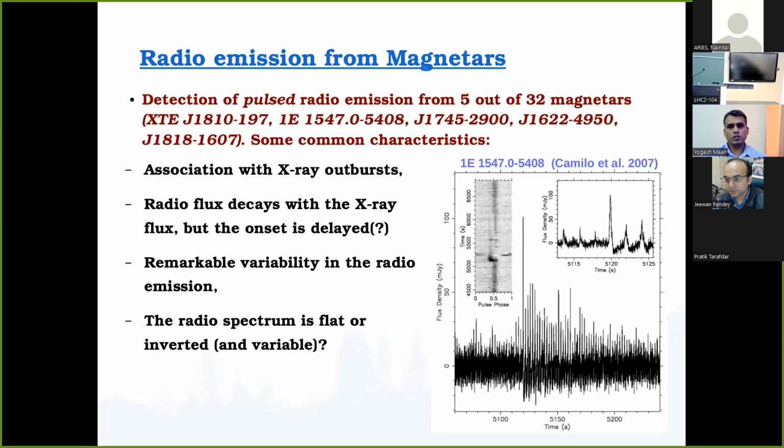So we know about 32 magnetars so far, quite small number, and only 5 out of these 32 magnetars have been found to exhibit radio emission, and that too transient. Most of the time, the radio emission has been seen to be associated with an X-ray outburst. The radio flux decays with X-ray flux, but the onset of the radio emission is perhaps delayed. It's still not clear. And we see remarkable variability in the radio emission. And at least till recently, the radio spectrum was considered to be flat or inverted, as opposed to steep radio spectra we know from pulsars.